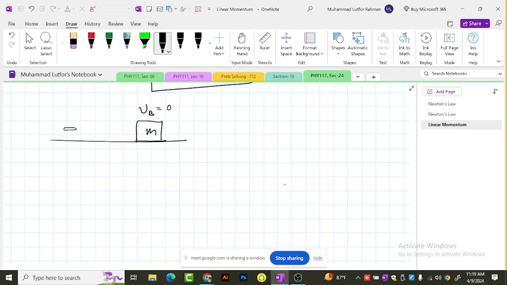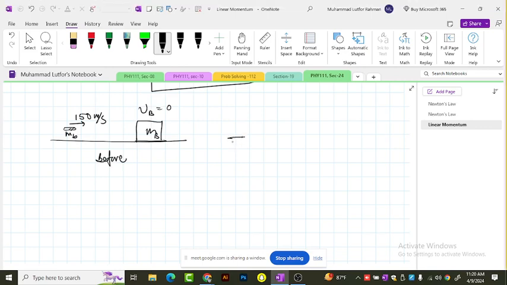You fire with your gun towards that block. It's a wooden block, think about it. And the mass of the bullet is given, let's say this is the mass of the block and this is the mass of the bullet, and it moves towards that block with a speed of 150 meter per second. This is the before case.